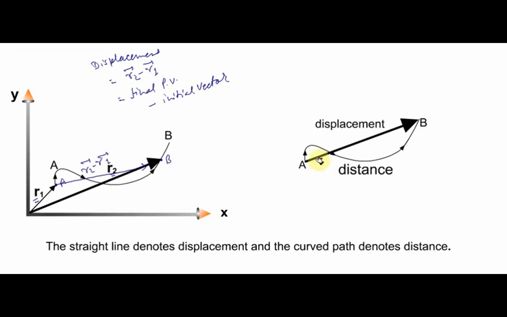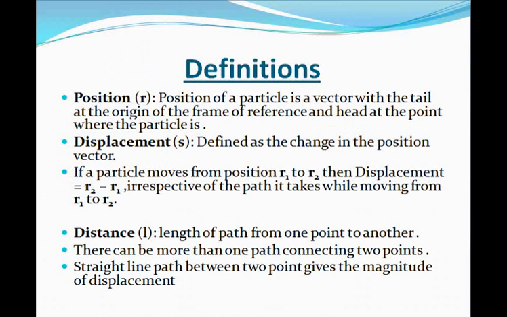Now distance is the actual path taken by the particle while moving from point A to point B. So as you can see from here, this curved path is the distance between 2 points. So distance is a scalar quantity and displacement is a vector quantity. There can be more than one path connecting 2 points. So distance between two points may vary depending on the path being used. Also, the straight line path between 2 points gives the magnitude of displacement. So let's see this with the help of an animation.